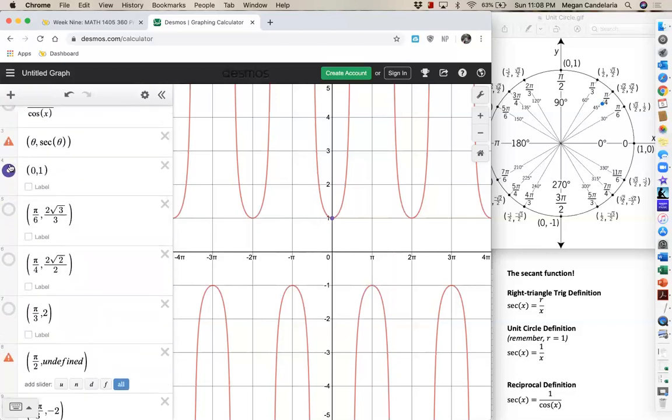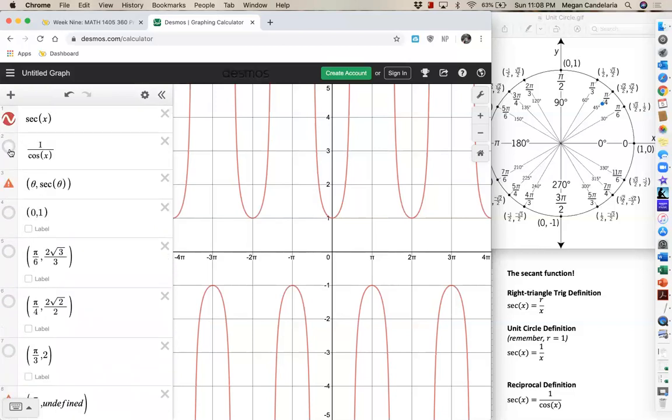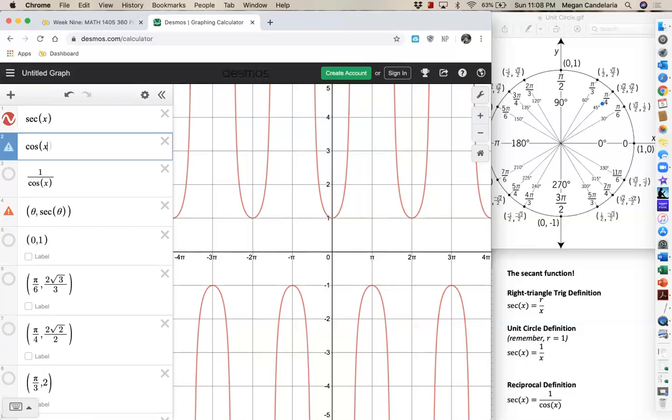Okay, remember that we said that secant is the same thing as 1 over cosine. This is just a nice representation of that. Notice that those two graphs show the exact same thing. The other thing that's kind of interesting to look at when we're looking at secant is actually to compare it to the graph of cosine. All right, so first of all, that's just lovely right there.